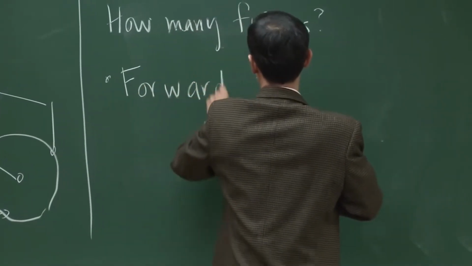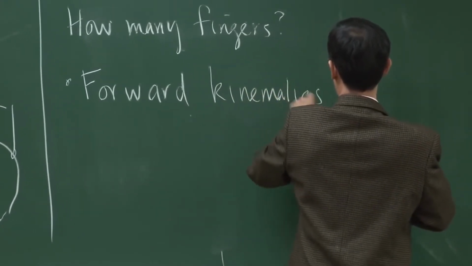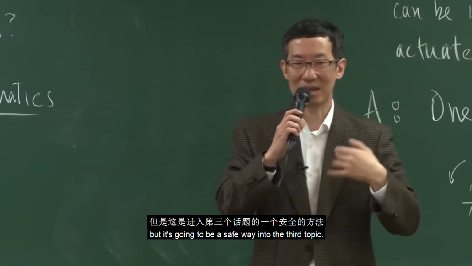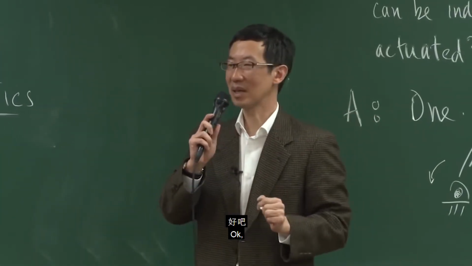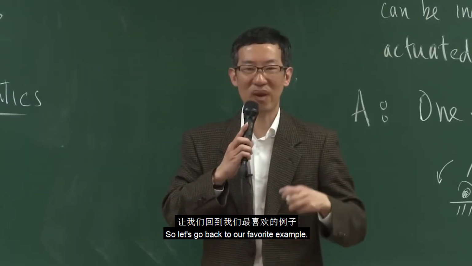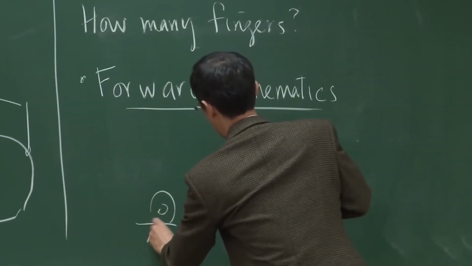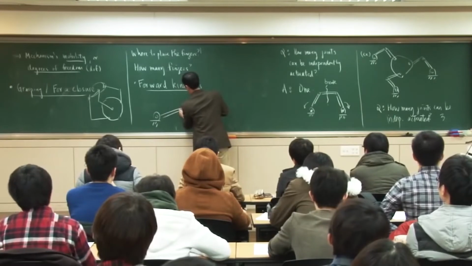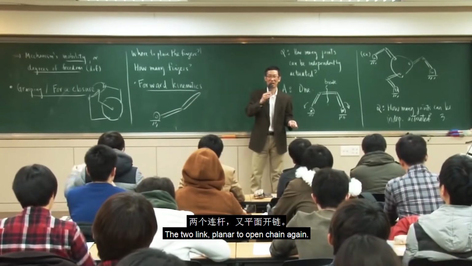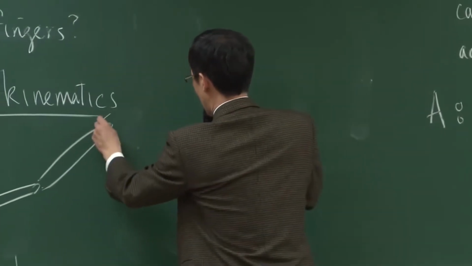The third topic we're going to cover. Actually, this is a fourth topic, but it's going to be a segue into the third topic. Something called forward kinematics. So let's go back to our favorite example. Okay, so there's our good friend, the two-link planar open chain again. And here's the gripper.